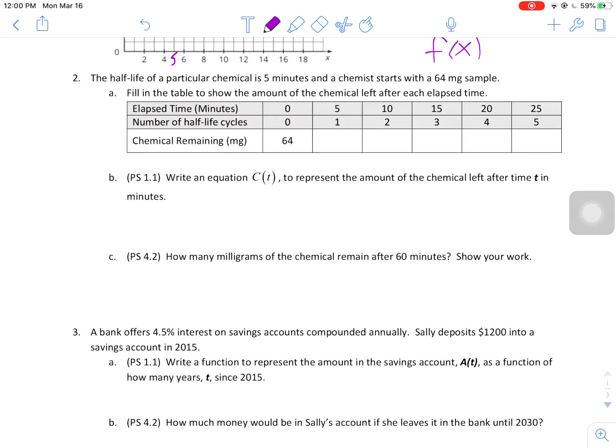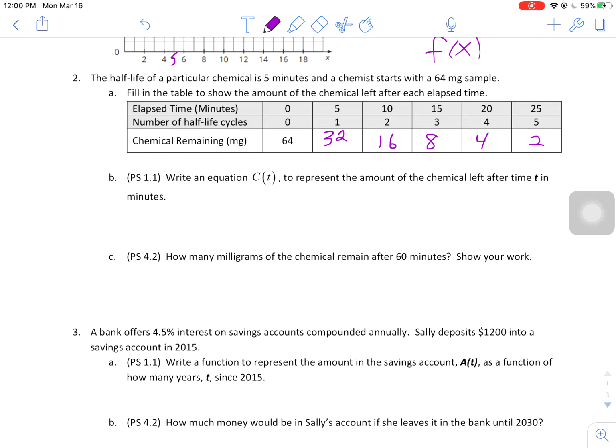For number 2, half-life means that each time a half-life cycle goes by, the amount of chemical remaining gets cut in half. So as far as filling in the table goes, just keep dividing by 2. So 64 divided by 2 is 32. 32 divided by 2 is 16. 16 divided by 2 is 8. 8 divided by 2 is 4. 4 divided by 2 is 2.